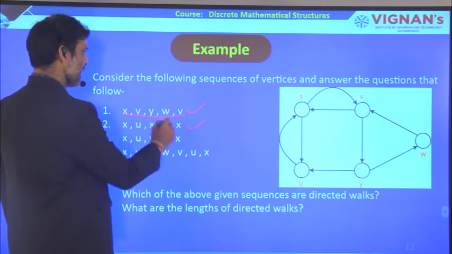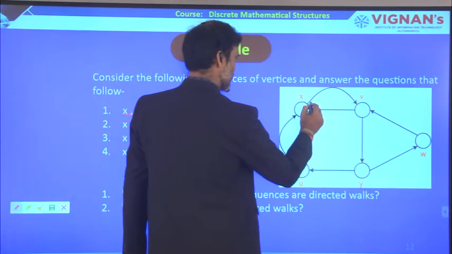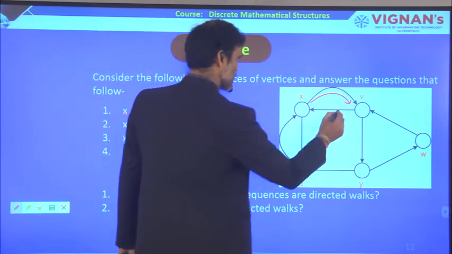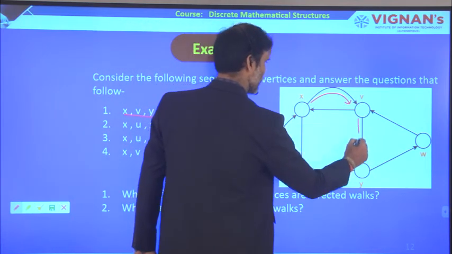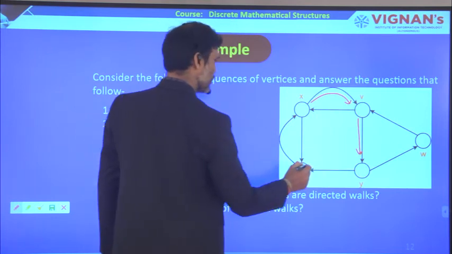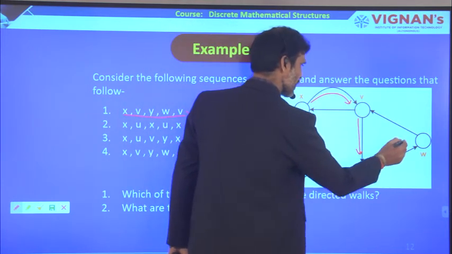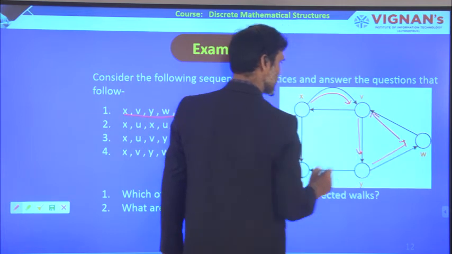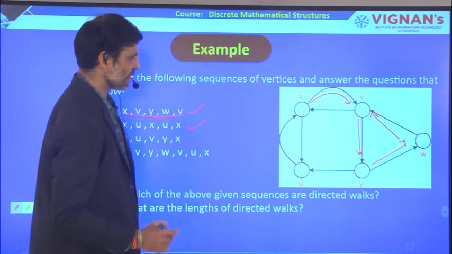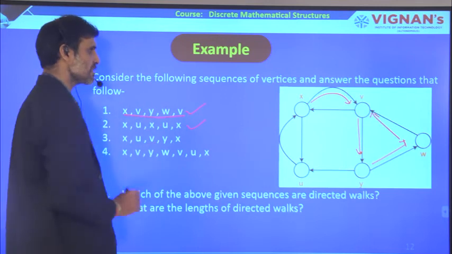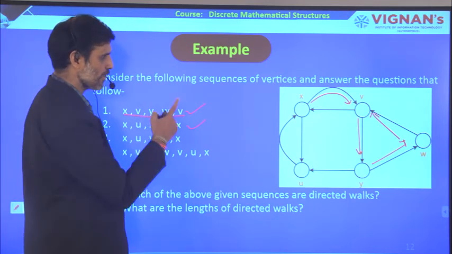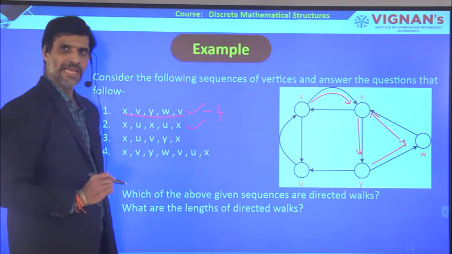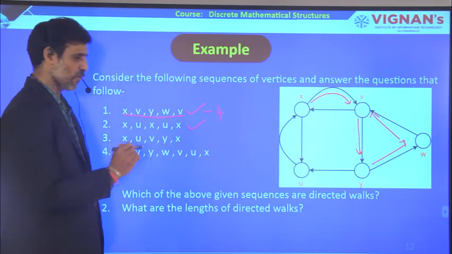Now we need to find the length. So what is the length? The number of edges we are going to traverse. X to u, x to v, v to y, and y to w, and then w to v. So the total number of edges we have traversed in between these vertices are how many? 4. 1, 2, 3, 4. Four vertices, 4 edges. Therefore the length of this directed walk is 4.